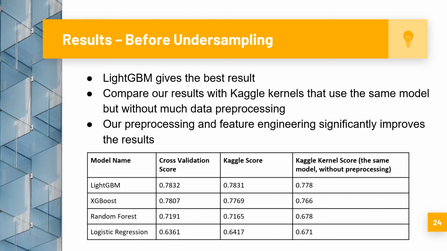One important point to note here is that all of our tree-based models perform much better when trained using our preprocessed data, compared with the Kaggle kernels that do not preprocess the data much. That means our preprocessing and feature engineering significantly improve the results. However, logistic regression performs worse when trained using our preprocessed data. One possible reason is that our preprocessed data contain more features, and a linear model like logistic regression does not work well when there are too many features.